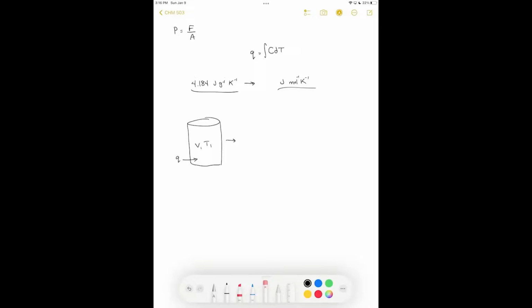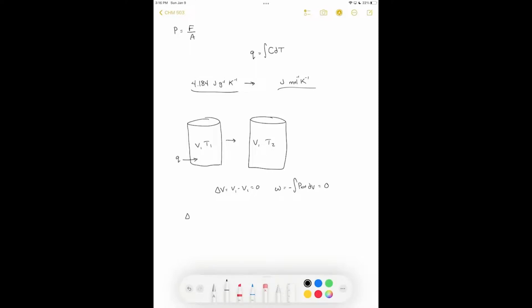Despite me drawing a skinnier cylinder here, the volume of this system will remain unchanged, and what will change is the temperature. So my delta V in this case is V1 minus V1 equals 0. That means my work, which is equal to the negative integral of P external dV, is also equal to 0 here. So there's no work possible.